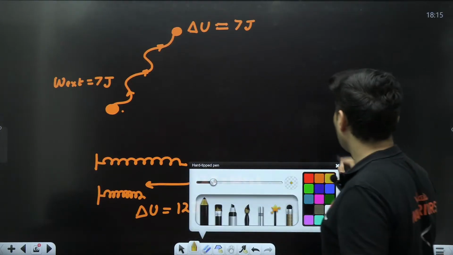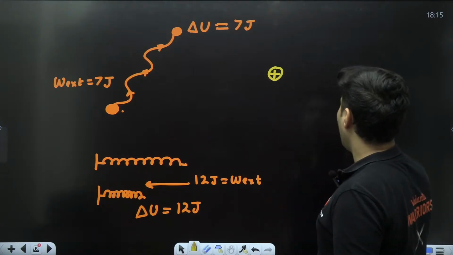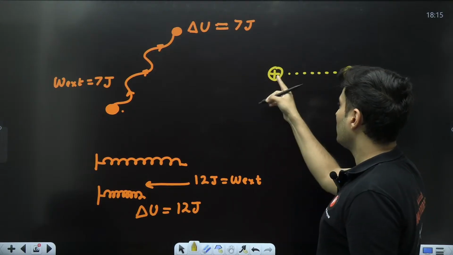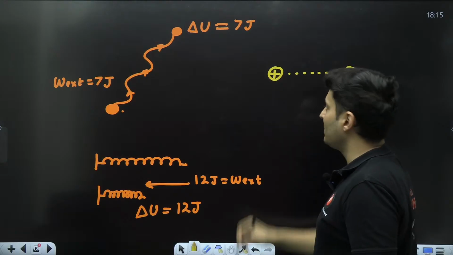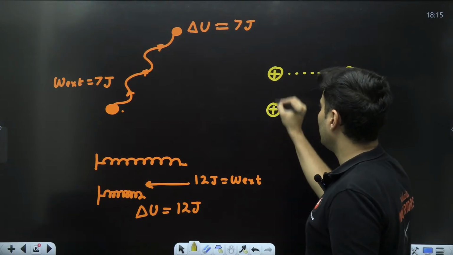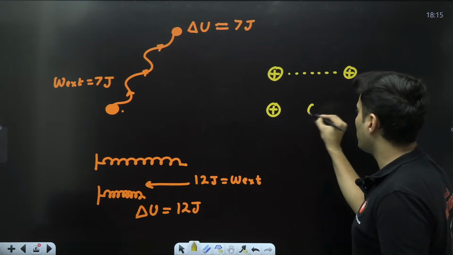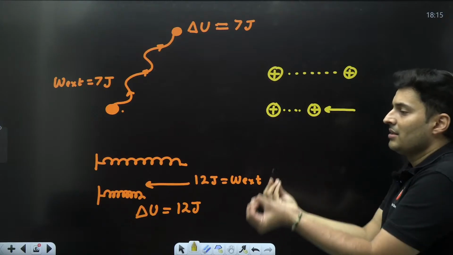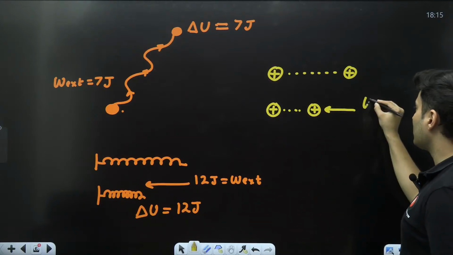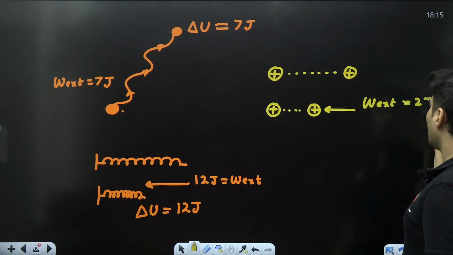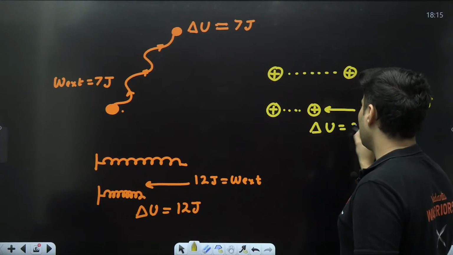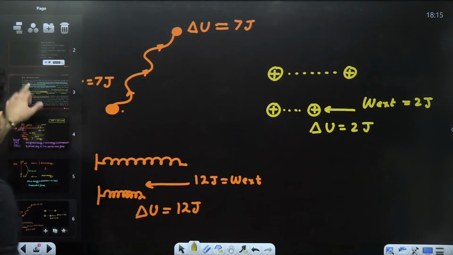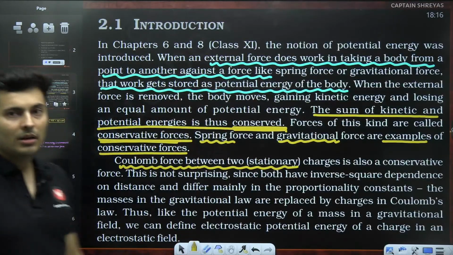Same way, imagine there is a proton and another proton over here. They are separated by some distance. Assume that this proton can't move, but somehow I bring this proton here. In this process, obviously, I have done some work. Maybe I did 2 joules of work. So there is an increase of the potential energy by 2 joules. That is what has been explained in this particular initial line.